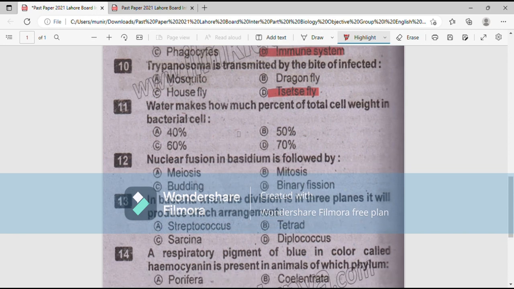The 11th MCQ is: water makes how much percentage of the total cell weight in a bacterial cell? The bacterial cell has 70% water. So option number D will be correct, and the other 30% are the enzymes in the bacterial cell.